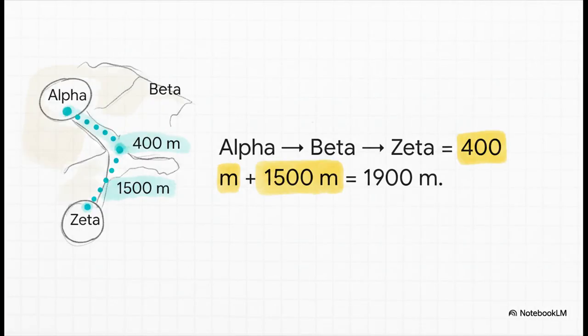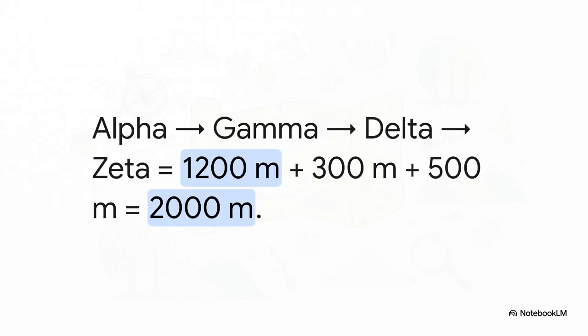All right, let's actually do it. For our first option, path 1, we go from alpha to beta. That's 400 meters. Then from beta to zeta, another 1,500 meters. We write it down, add it up, and boom, a nice clean total of 1,900 meters. Okay, now for the other route, path 2. This one has a few more stops. We go from alpha to gamma, that's 1,200 meters, then gamma to delta, that's 300 more, and finally delta to zeta for 500 meters. Add all those breadcrumbs up, and our total is 2,000 meters.